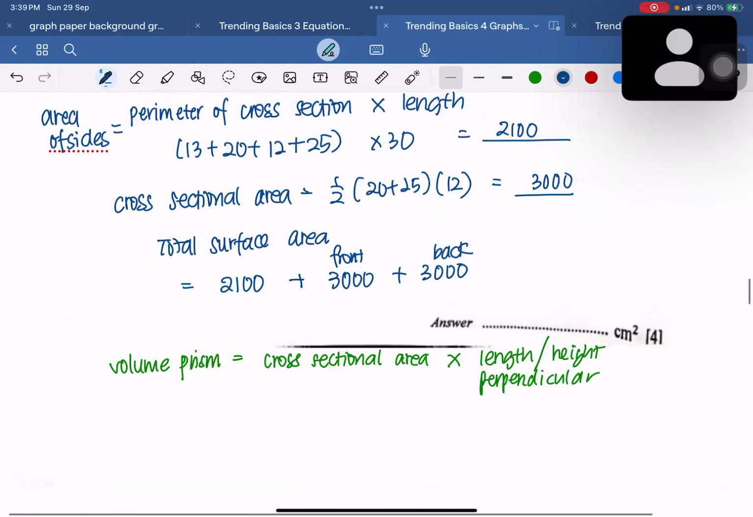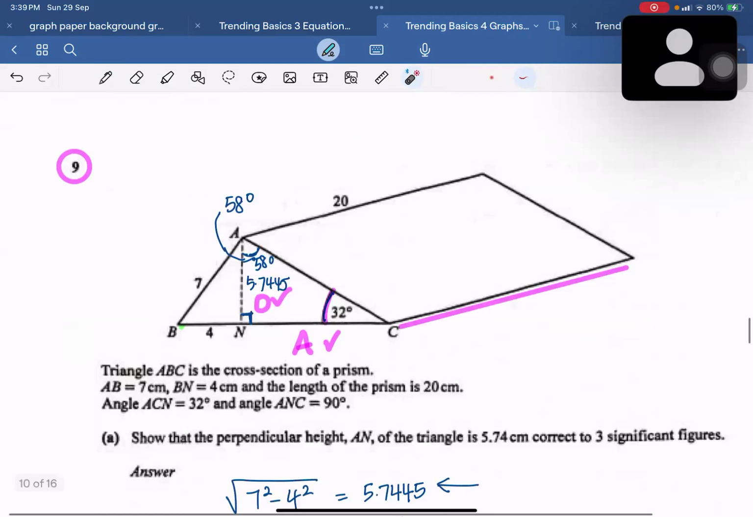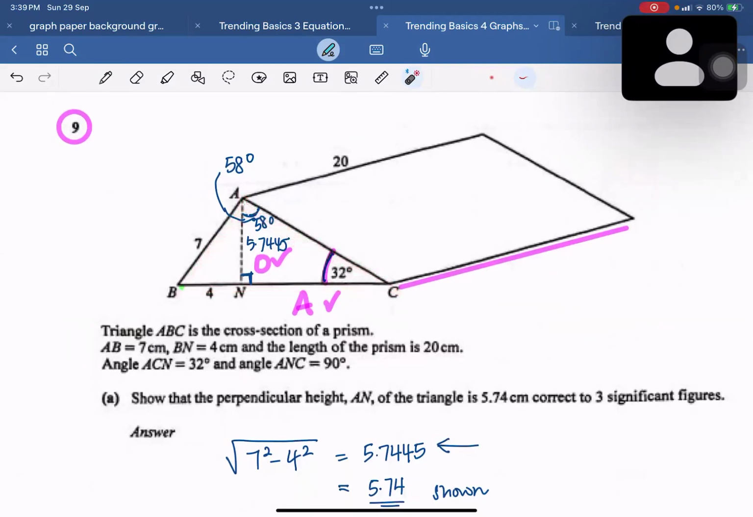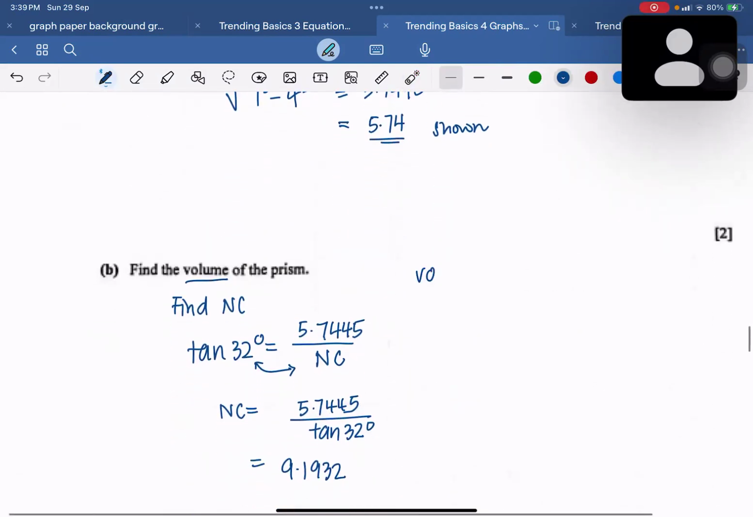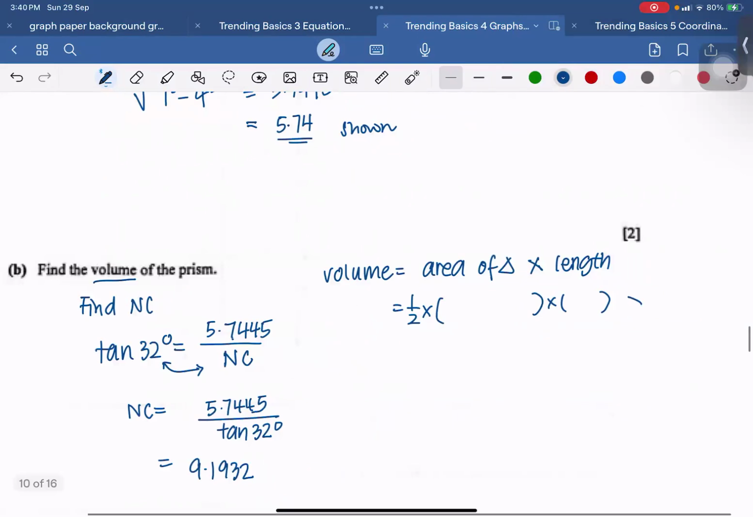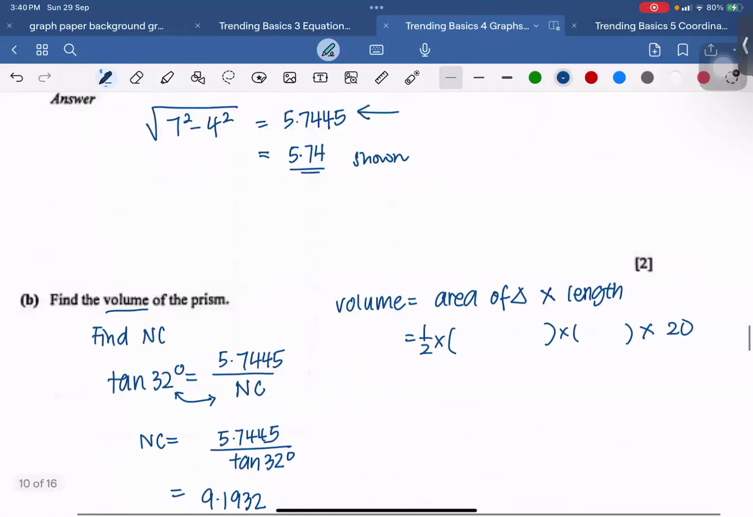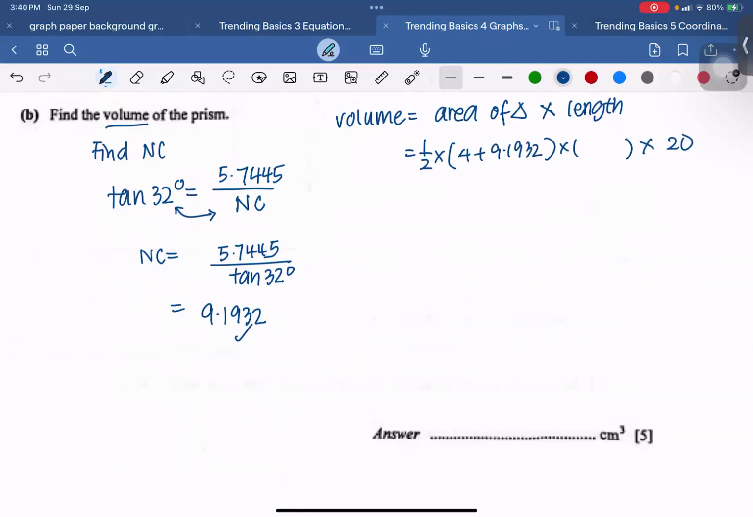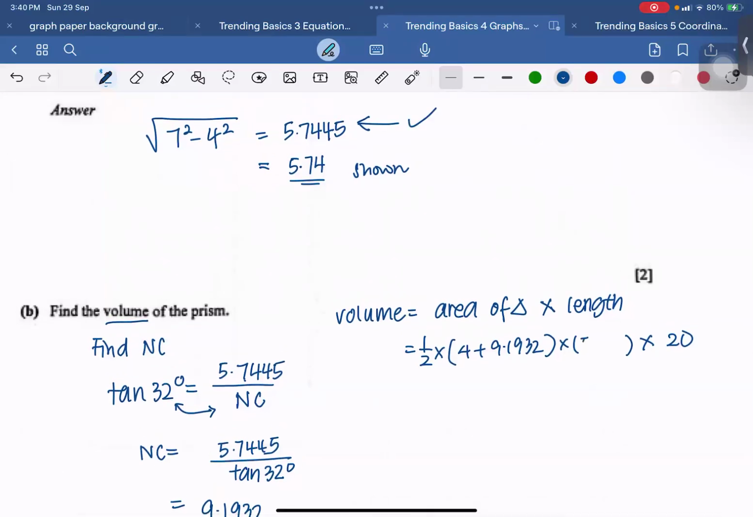is cross-sectional area times the length or the perpendicular height. Where is the cross-sectional area? The cross-sectional area is the shape of a triangle. Where is the perpendicular length? It is 20. So volume, in this case, is triangle times the length. My triangle is half times base times height, multiplied by my length, 20. Then you can go back and fill up. What's the base? Base is 4 plus 9 point something. Then your height of the triangle you found, use the more accurate one. Then you multiply by 20, then you get your answer.